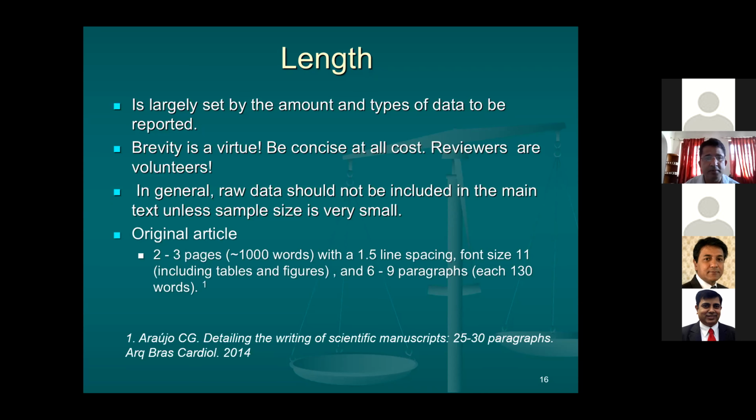Just a simple example. And this was recommended by Dr. Aruzo in 2014, and there is very little written in the literature. This is what I found in that article. So if you are writing a result section, 1,000 words is the most you could write.